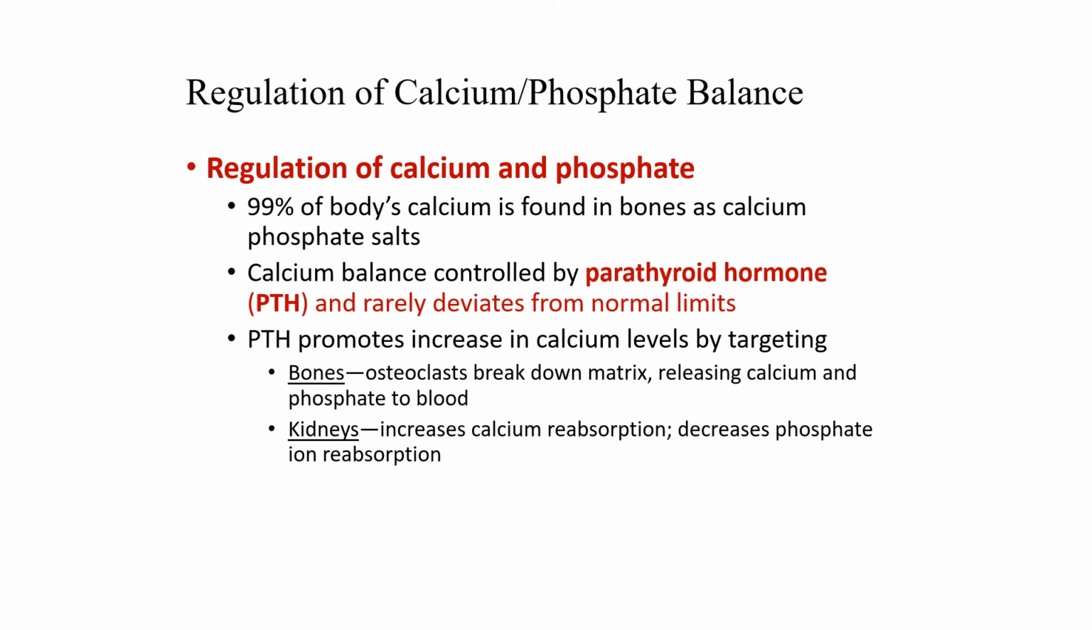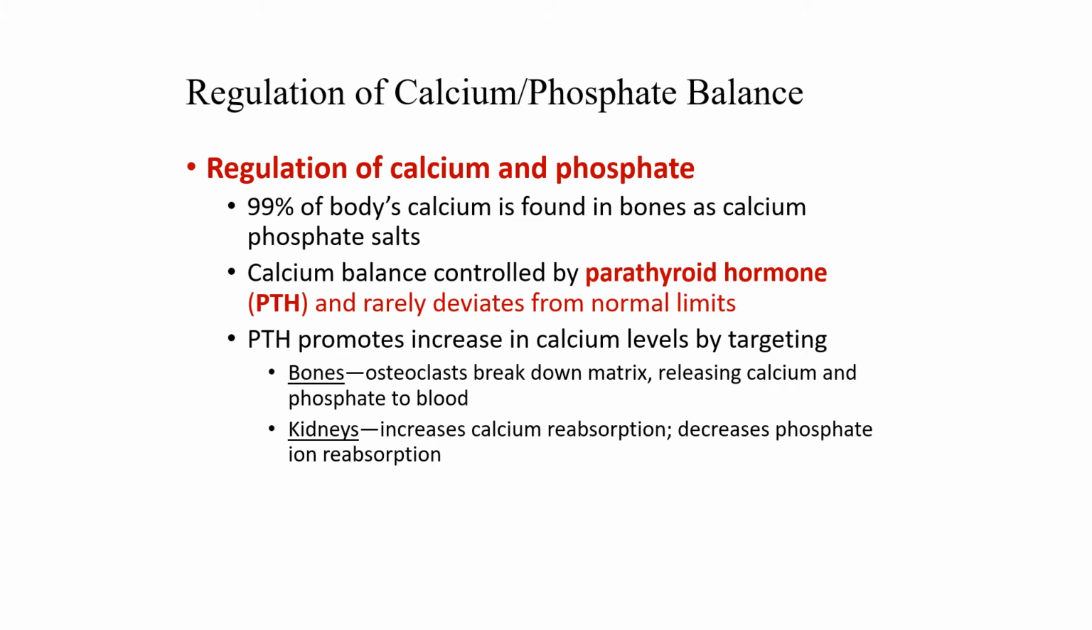So draw a line here, and we're going to talk about calcium and phosphate. 99% of the body's calcium is in the bones, as calcium phosphate. You remember this from our study of the skeletal system. Parathyroid hormone, which you'll remember from the study of the skeletal system and our happy endocrine chapter, is going to control calcium balance. And this is such a tight control that there's very little deviation.